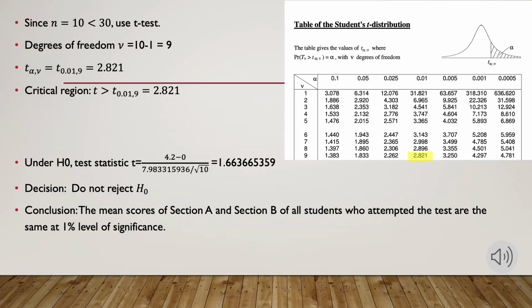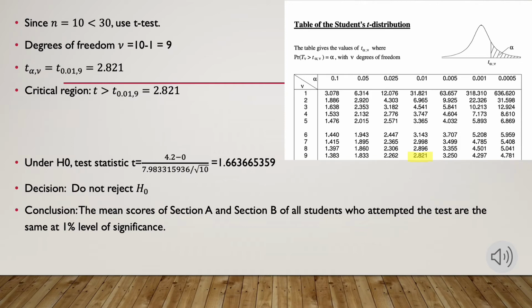The sample size is 10, which is smaller than 30, and the population standard deviation is unknown. As we can assume that the population has a normal distribution, we use the t-test. The degree of freedom is equal to 9, thus our critical value is equal to 2.821 by using the t-distribution table. Under the null hypothesis, the test statistic is equal to 1.66365359. As our test statistic is smaller than the critical value, we do not reject the null hypothesis.